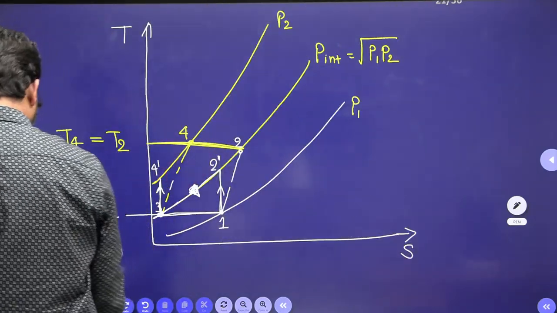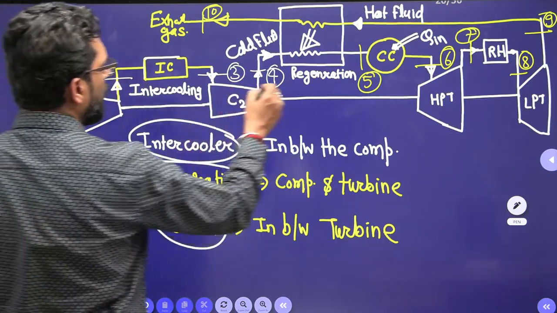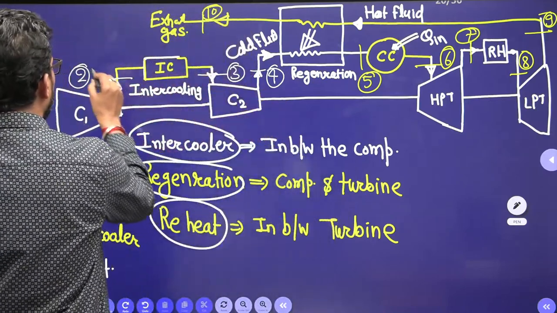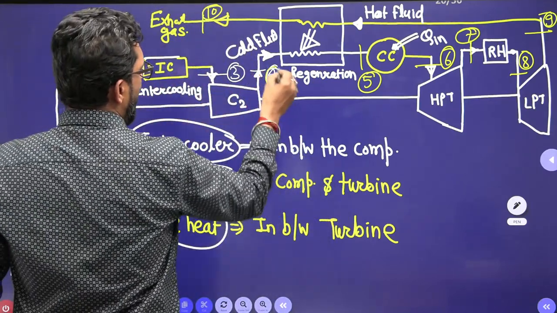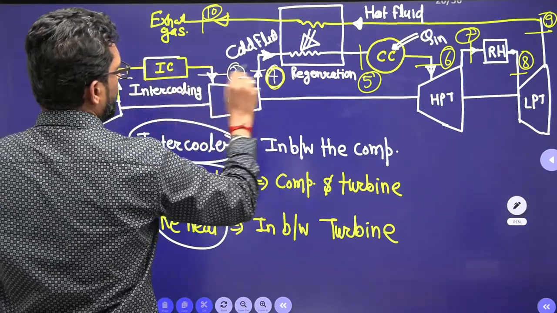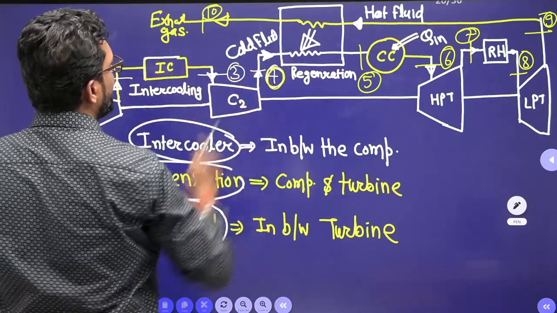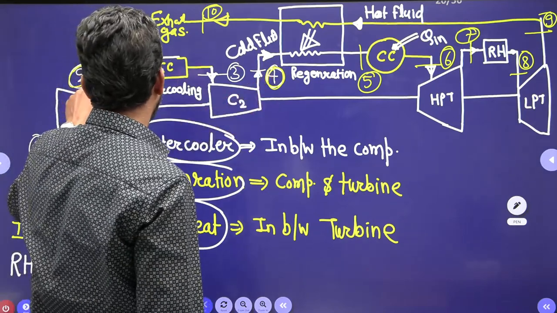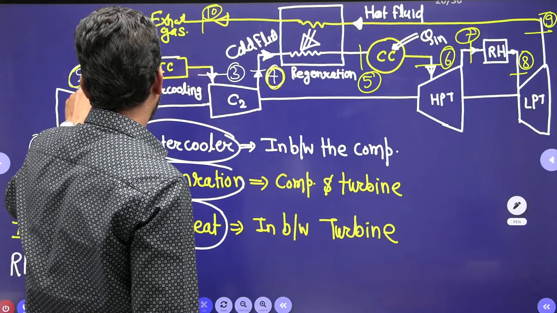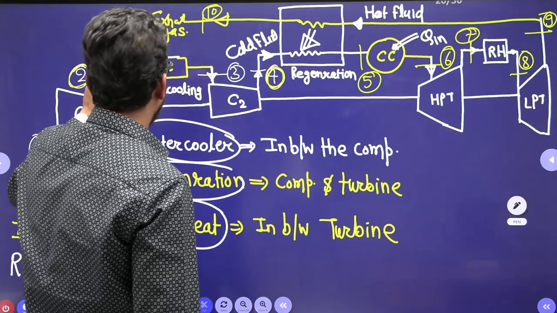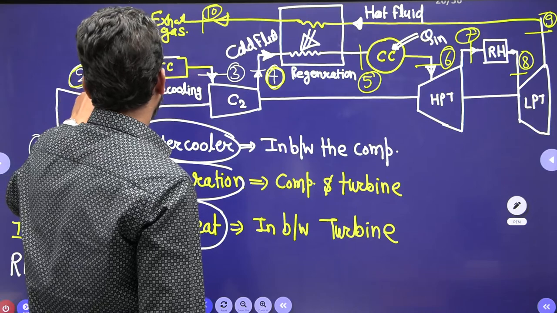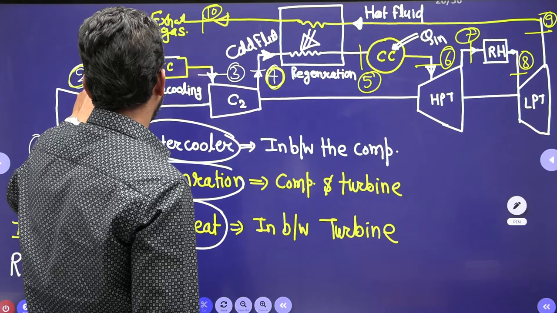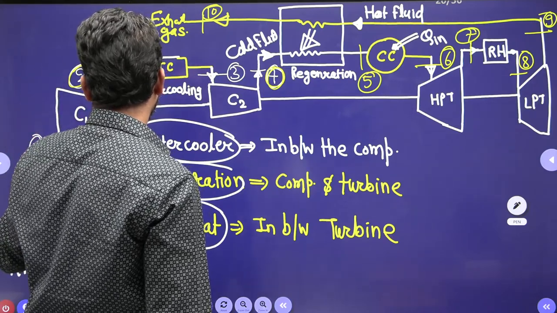So, T2 is equal to T4. Why? Because this is our perfect intercooler. That means the exit of the compressor must be the inlet to the intercooler, perfect intercooler. That means T1 is equal to T2.